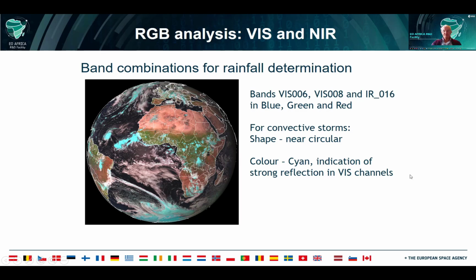We can also have a look at shape. So you will be able to have an idea about the frontal systems which are elongated, especially seen at the higher latitudes, in combination with those which are, let's say, circular shaped, which are more convective type of systems, together with the coloration, as in this case the cyan colors are an indication of a strong reflection in the visible channels given the absorption of ice in the near infrared.